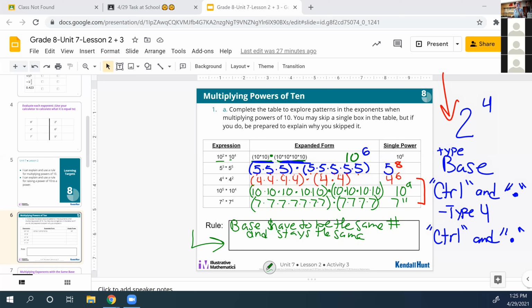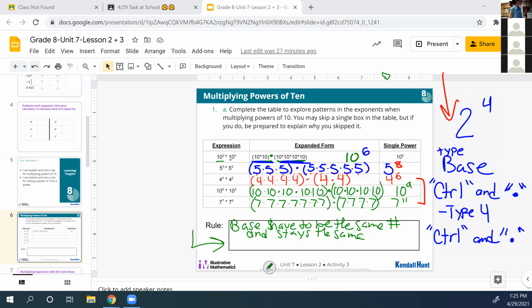And then what do we do to those exponent numbers? Do we actually multiply them? If you look at it, 2 times 4, does that get me a power of 6? Very good, Bridget. So no, we're not going to actually multiply those exponent numbers. We do what to them?